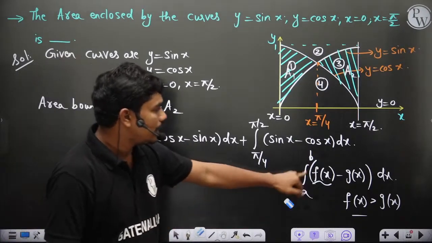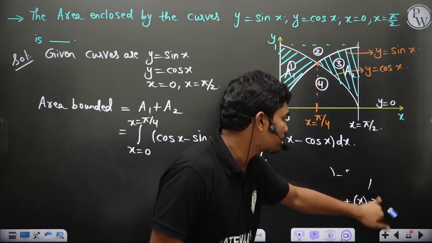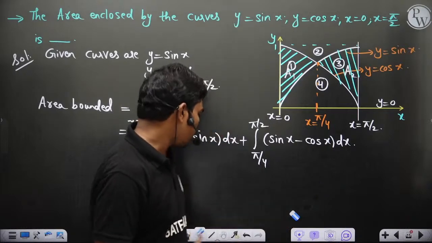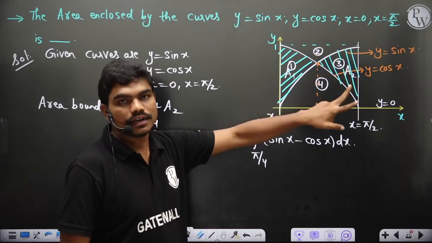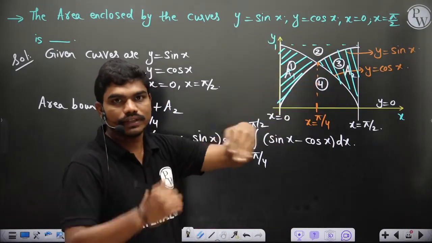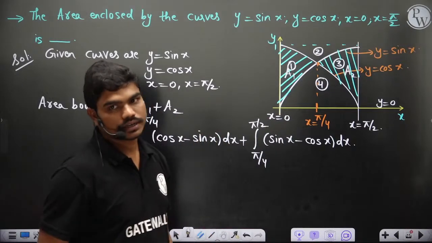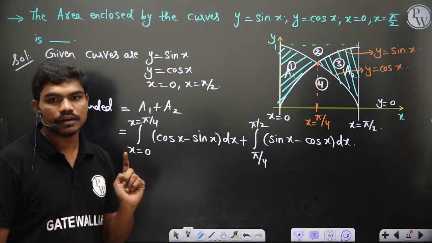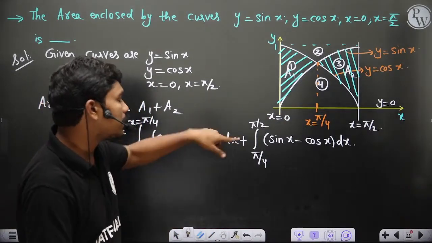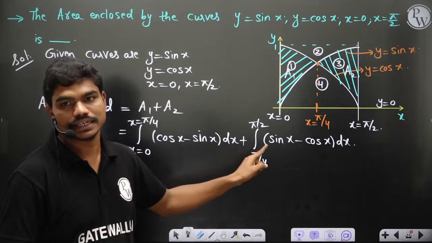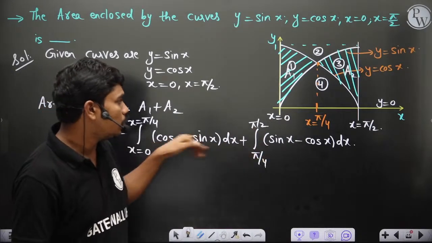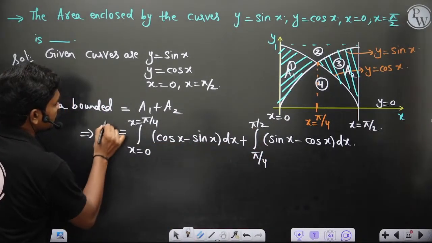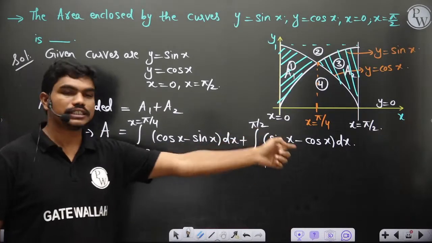So did you understand why I have split this integration? Two things you have to keep in mind: first, what is the area of interest, and second, what are the curves on the top and bottom. If they are interchanging, you have to break the integration at that point. So these are the two things you have to keep in the back of your mind to do this integration. Now is it clear to all of you why I have given the area bounded A as equal to this integration?